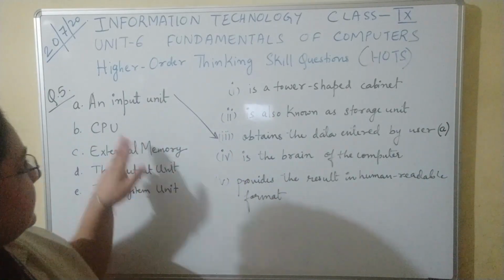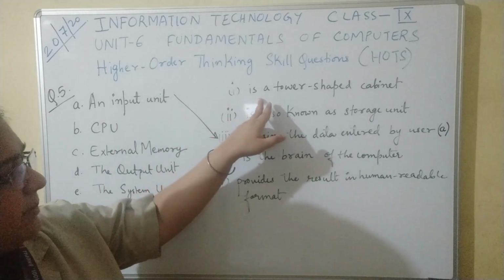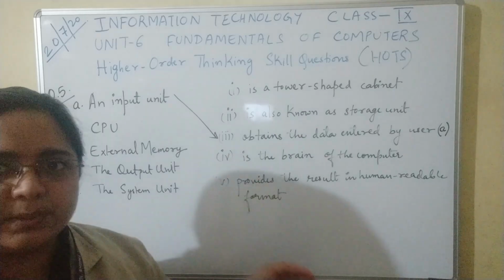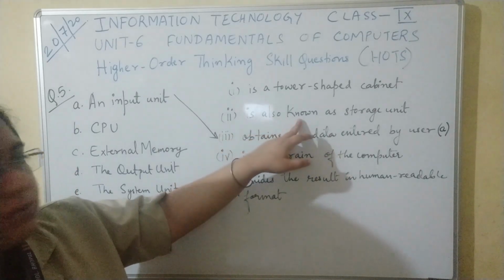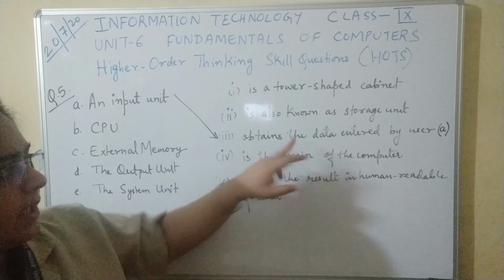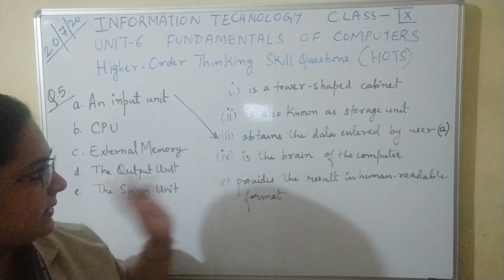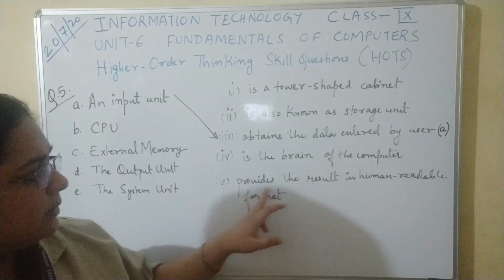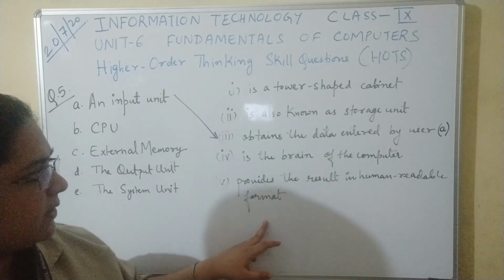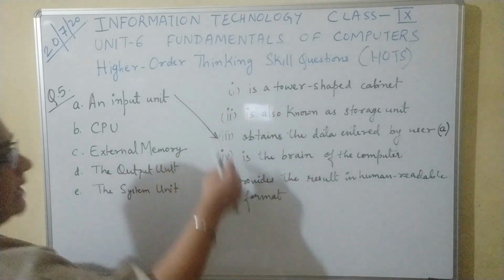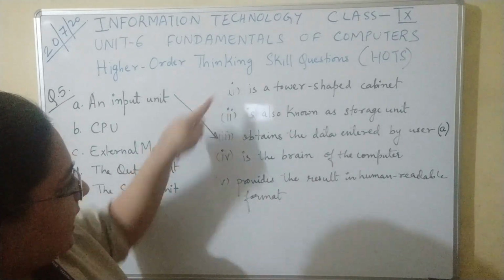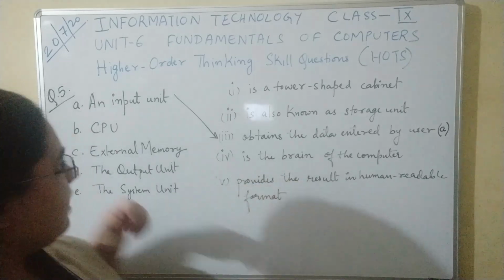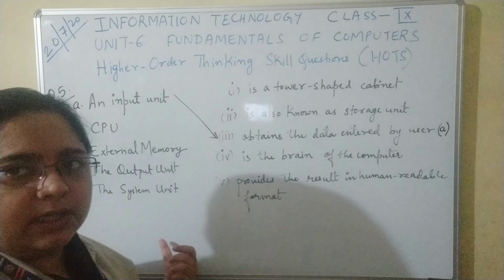Second is CPU. Is a tower shaped cabinet? It could be, but we are first going to consider all the possible options. Is also known as storage unit? No. This has already been taken, so we are going to skip this. Is the brain of the computer? Yes, it could be. Provides the result in human readable format. Now there is certain ambiguity in these 3, 1, 4 and 5. So for solving such confusions, what we can do is move to the other options.